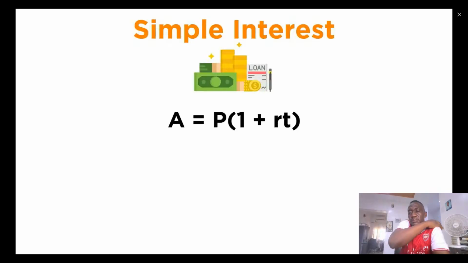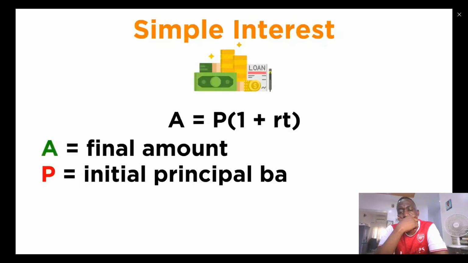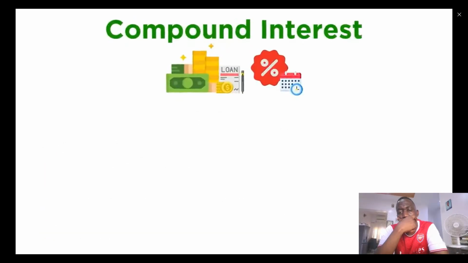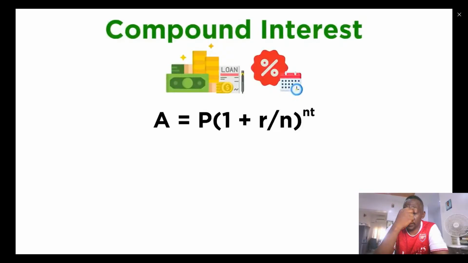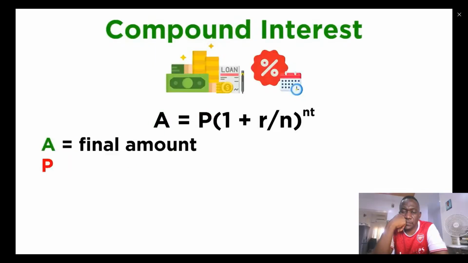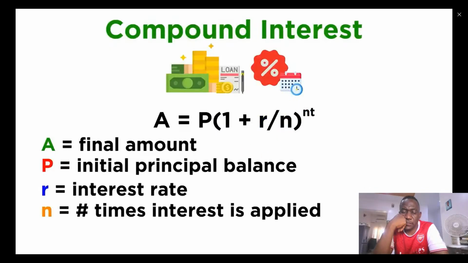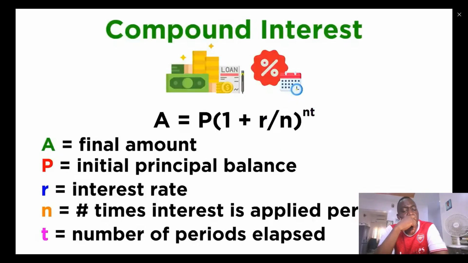A = P(1 + RT), where A is the final amount, P is the initial principal balance, R is the annual interest rate, and T is time, usually in years. Compound interest is calculated based on both the principal and interest accrued. The formula looks like this. A = P(1 + R/N)^(NT), where A is the final amount, P is the initial principal balance, R is the interest rate, N is the number of times interest is applied per time period, usually in years, and T is the number of periods elapsed.